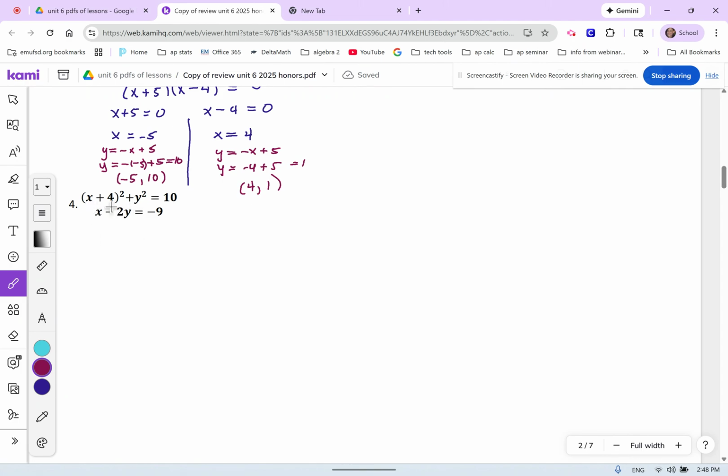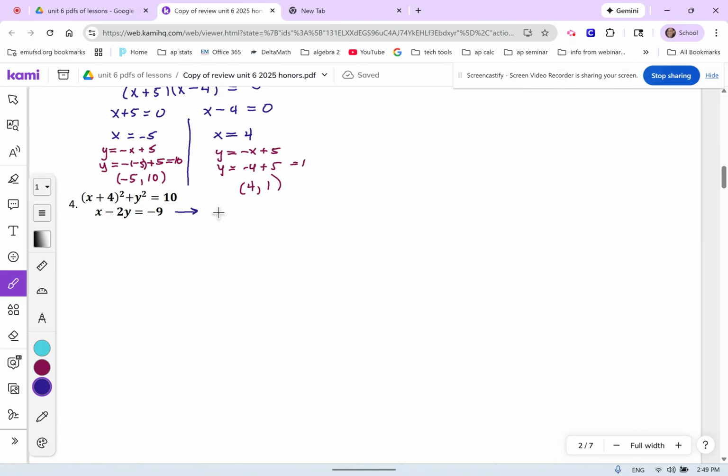Again, I have an equation of a circle, -4, 0 is the center, and the radius is root 10. And below that is the linear equation. But notice there's a -2y. So although you could do it, it just makes it a little more challenging because you end up with a fraction.